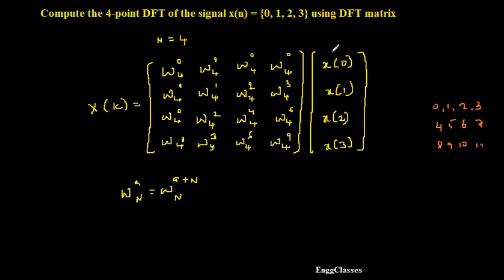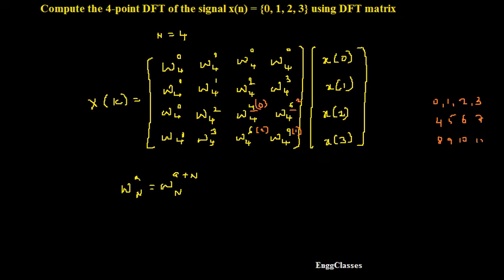So here in the first row all the terms are 0, in the second row it is 0, 1, 2, 3, within the limit. In the third row 0, 2, here it is 4. 4 can be replaced with its equivalent, w4 to the power 0. Getting it? So instead of writing 4, I'll write w4 to the power 0. Again, in place of w4 to the power 6, I can write w4 to the power 2. Correct? Similarly, in the last row, w4 to the power 3 is fine. w4 to the power 6, I could write as w4 to the power 2. And w4 to the power 9 is nothing but w4 to the power 1. So these are the changes I can make, and I'll write the matrix one more time.